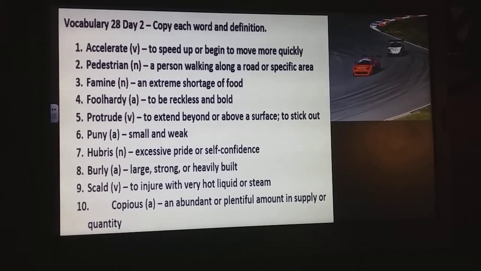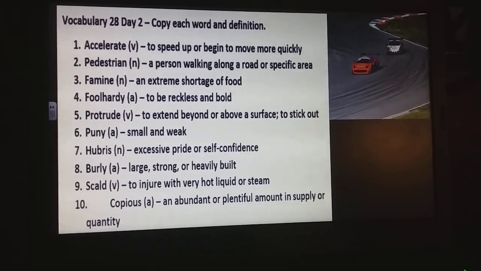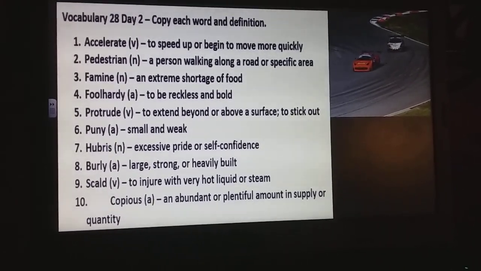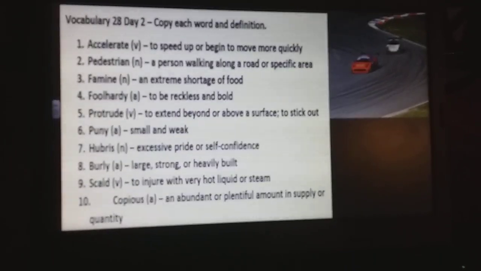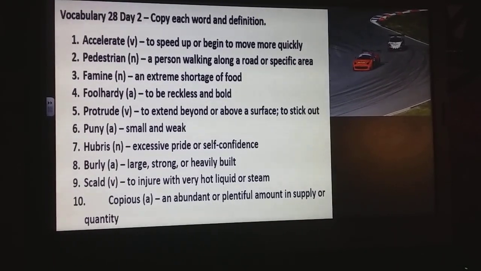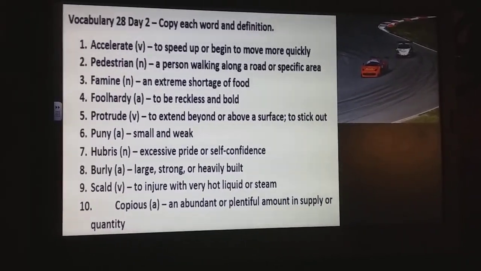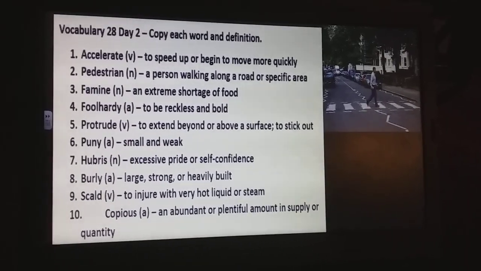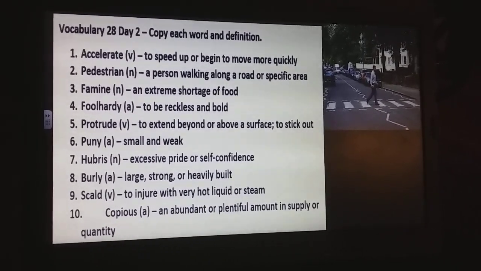Word number 2 is the word pedestrian. Pedestrian. Now that word is a noun, which is a person, place, or a thing. So a pedestrian is actually a person walking along a road or a specific area, like you see in the picture here. That is an example of a pedestrian.